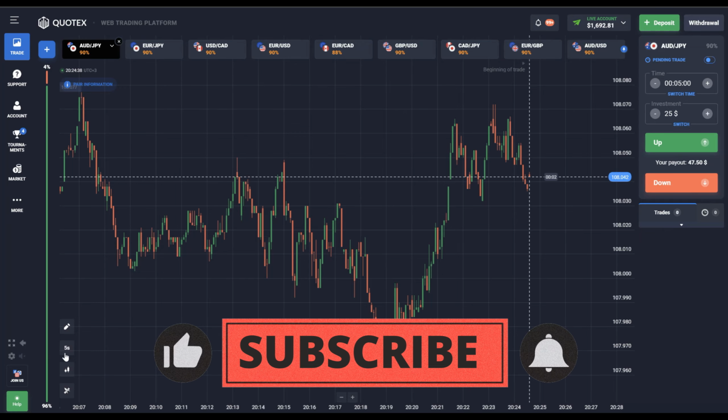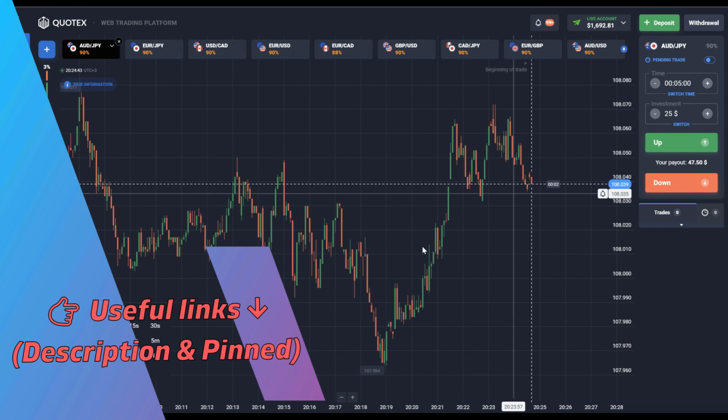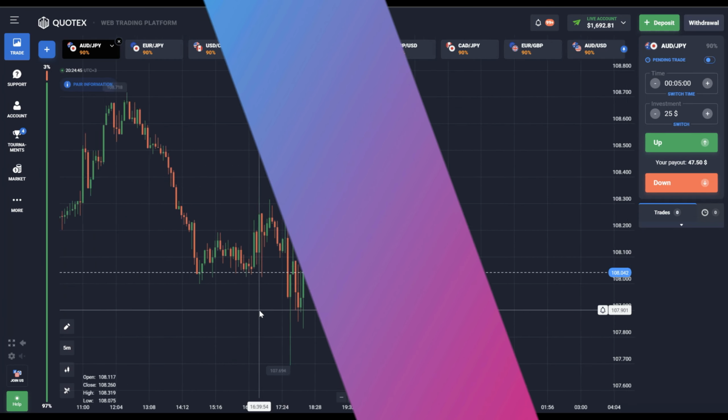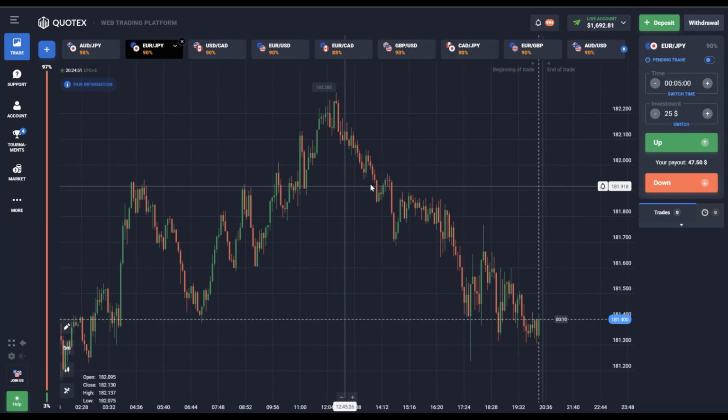Today I'll show my session with broker Quotex. We'll trade support and resistance levels, 5-minute expiration, betting $25. Let's start analyzing the current market situation and see where we can open some trades.